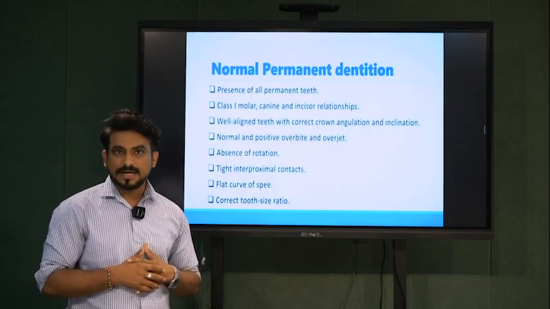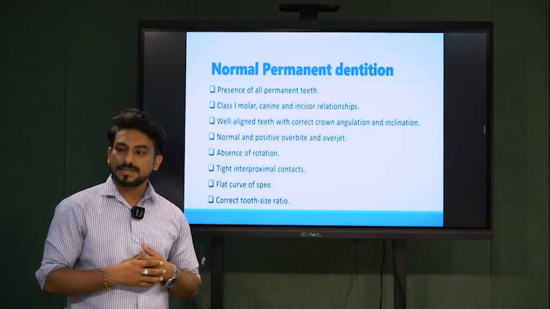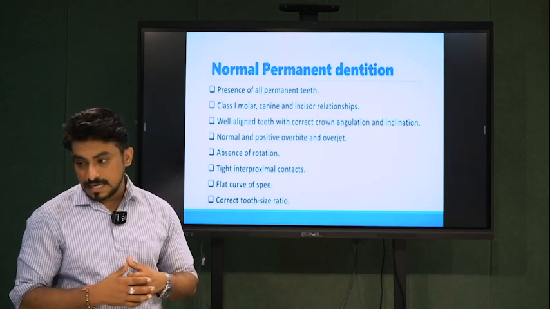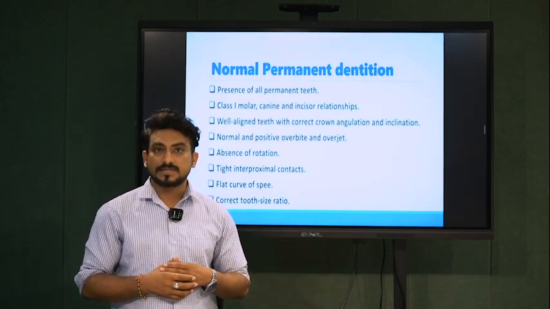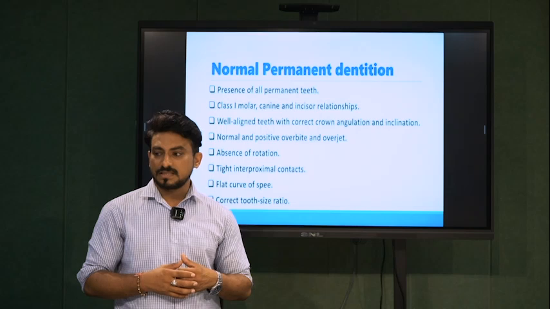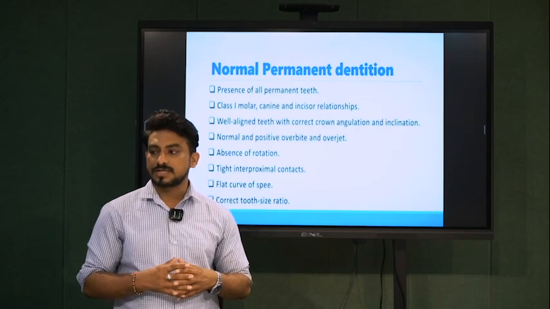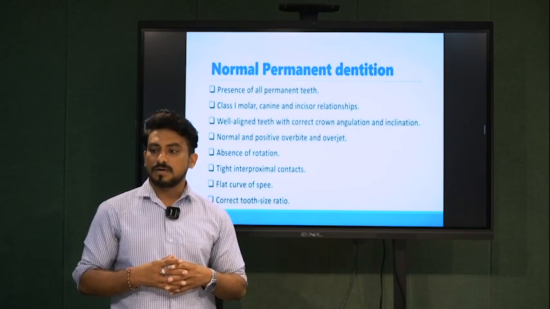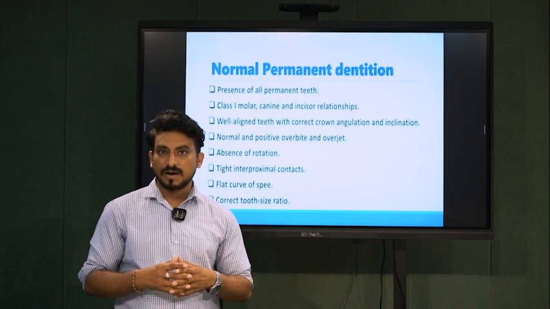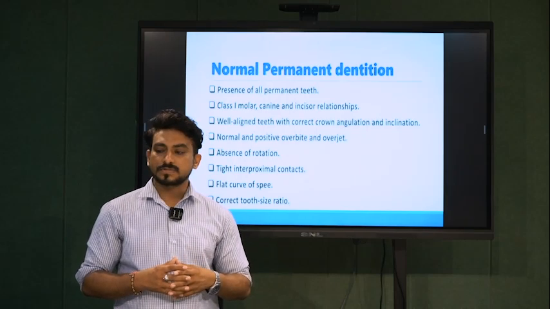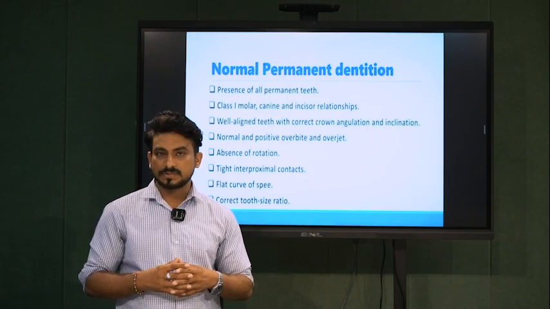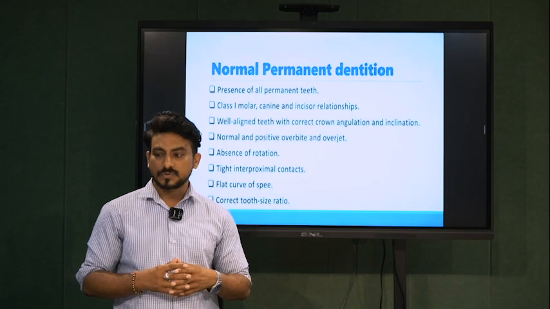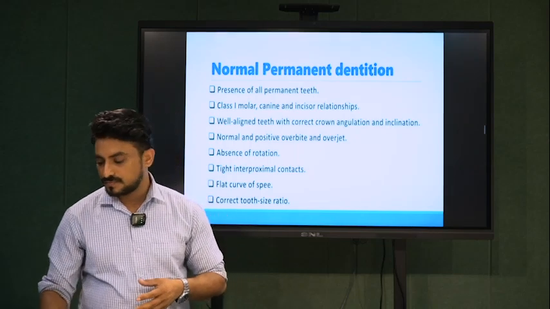In normal permanent dentition, we can see the presence of all permanent teeth, class 1 molar, canine and incisor relationship, well aligned teeth with correct crown angulation and inclination, normal positive overjet and overbite of 2 to 2 mm, absence of rotation, tight interproximal contacts, a flat curve of Spee, and the correct tooth size ratio.